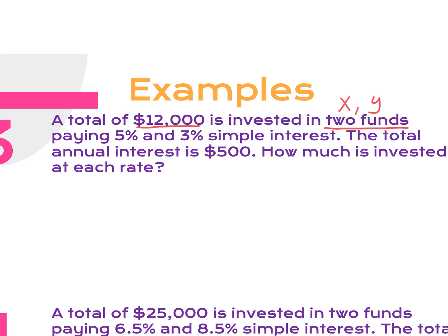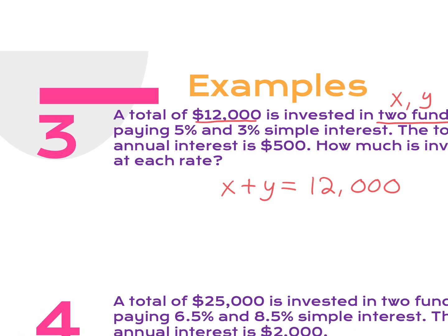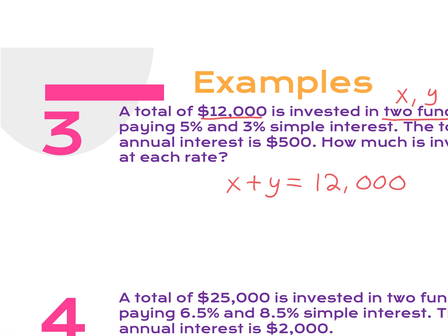I'm going to write a simple equation. X dollars plus Y dollars is going to equal $12,000. Right, so what does this equation that I just wrote represent? You shouldn't have to think much. It's in the problem, right? What does that represent? Yeah, right, the total amount that you invested. So I'm going to say that this first equation represents the amount invested.